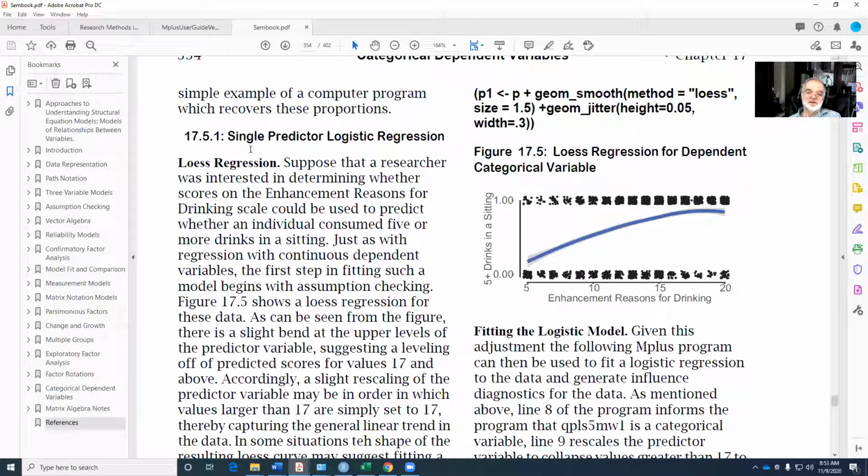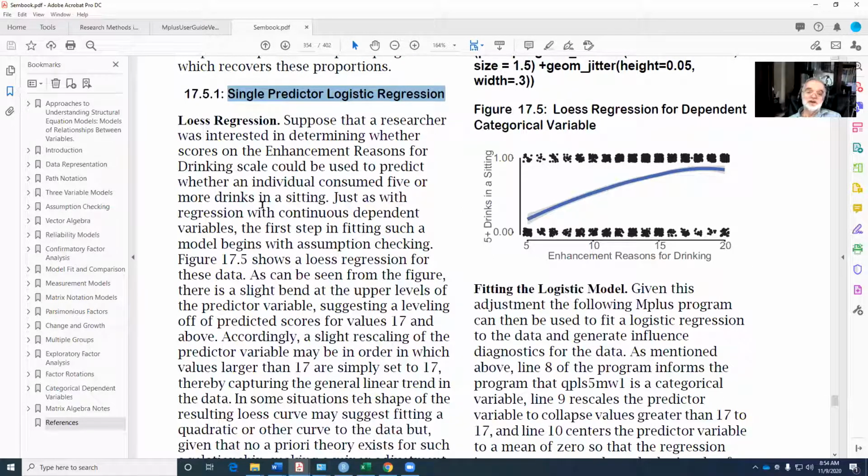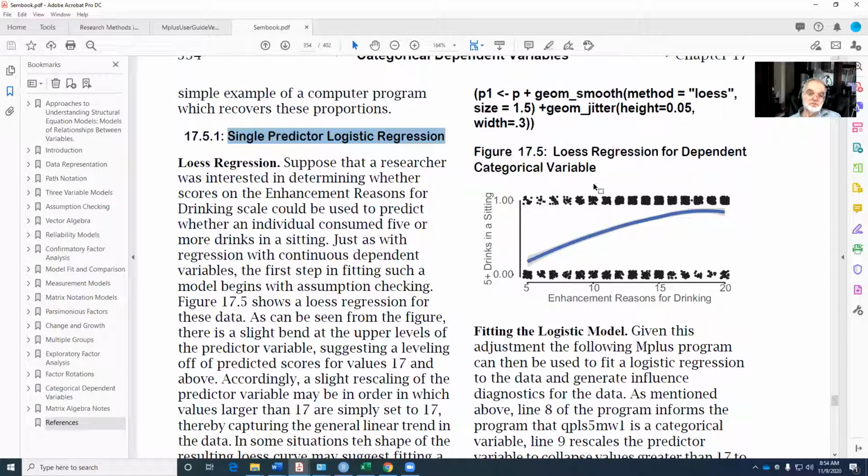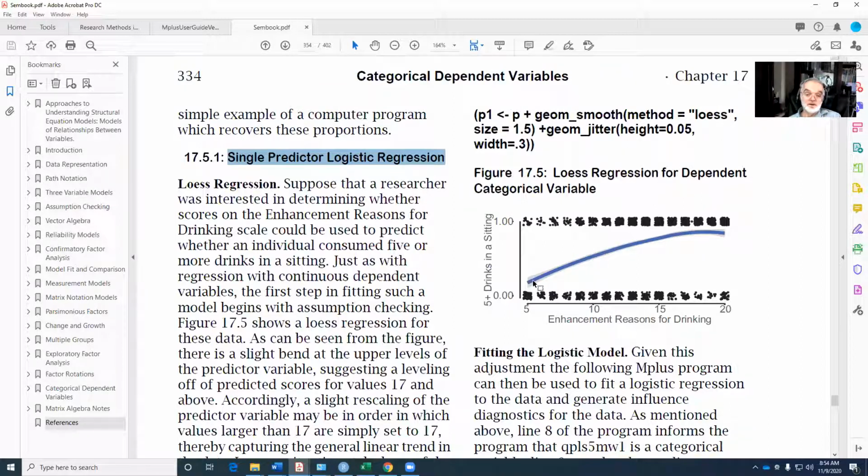I don't have much time, but we'll get into it and continue on. If I'm doing a single predictor logistic regression, for example, the math is exactly the same. So one example I might be interested in looking at is, do you or do you not drink 5 or more drinks in a sitting? And I made this little plot with this bit of R code that gives me the lowess regression curve. What I'm looking for here is hopefully a straight line.